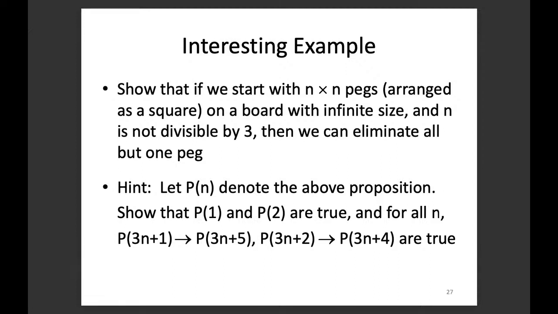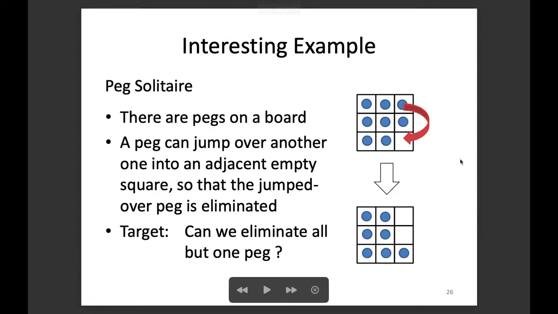And then we assume that this n is not divisible by 3. We want to show that in this case, we can eliminate all but one peg. In the OCW recording, we have explained why this is true. So 1 by 1 is simple, right? If we have just one peg, it is done. 2 by 2: forget about these two, forget about these two. So how can we do so?